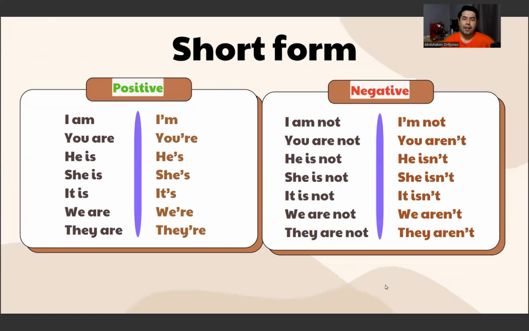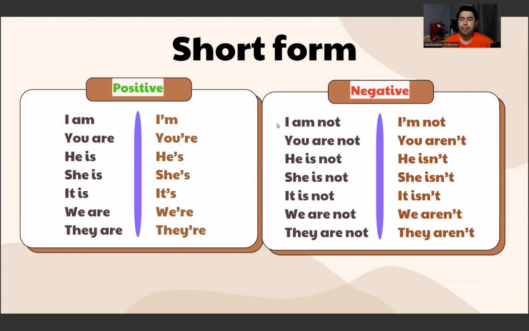Well, the short form of positive and negative structure with to be is like this. I am, I'm, you are, you're, he is, he's, she is, she's, it is, it's, we are, we're, they are, they're.